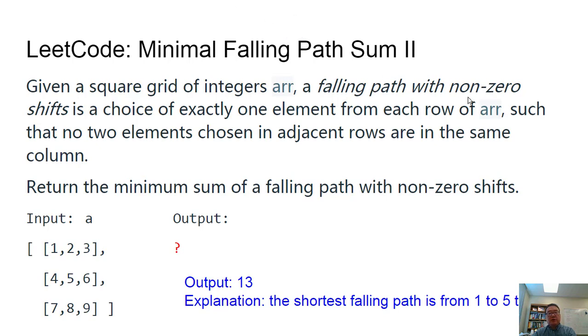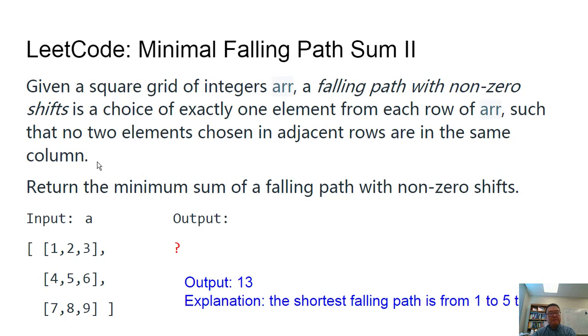And here, the requirement for the path is that it has a non-zero shift. That means no two elements chosen in adjacent rows are in the same column. For example, if we just want a minimum falling path in this array, then certainly we will pick the leftmost ones. We'll pick 1, 4, 7.